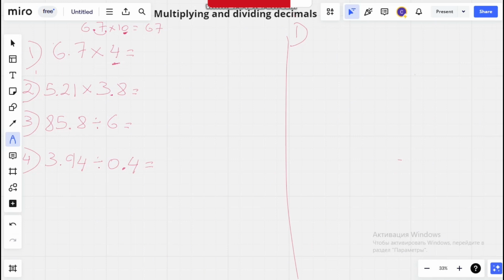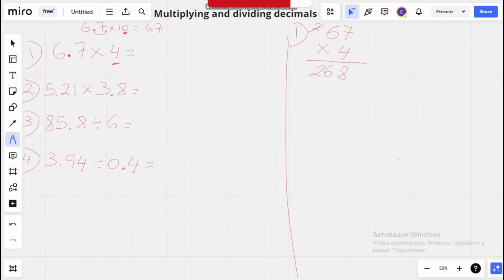Now, the first thing you want to do is just remove the decimal. So 6.7 will be 67 times 4. Now both numbers are whole numbers, so you just carry on with the multiplication normally. 4 times 7, 28, put the 8, carry the 2. 4 times 6, 24, plus 2, 26.